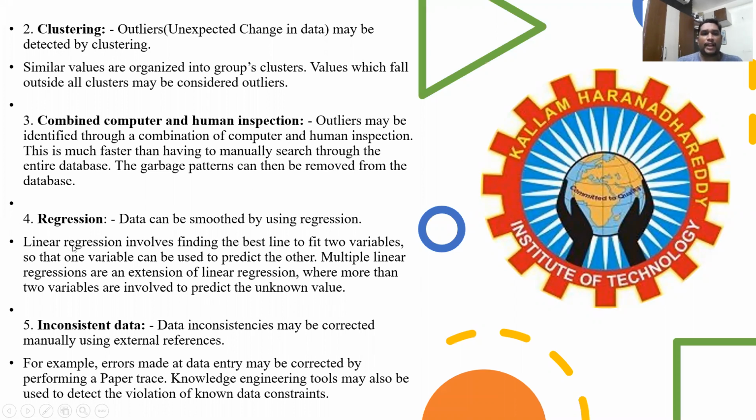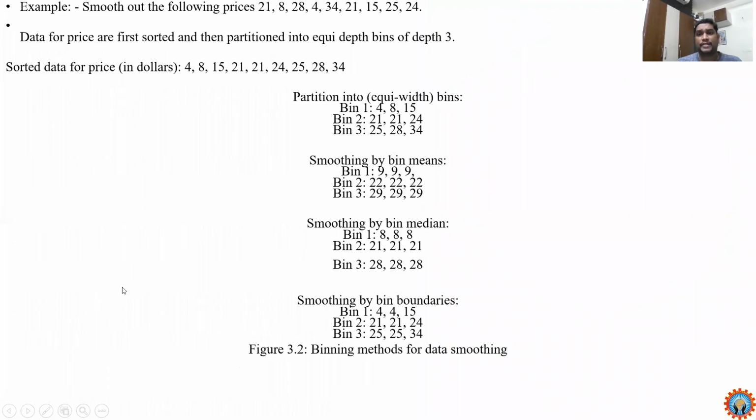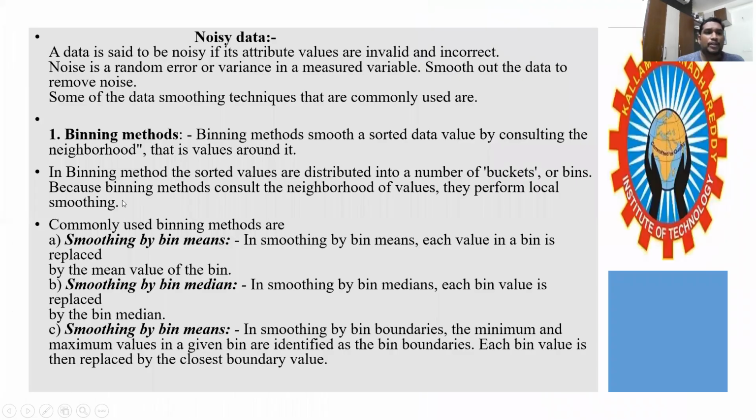Okay, so we have 5 mechanisms for noisy data and 5 mechanisms for missing data. The first one is the binning method. Binning method is nothing but smoothing a sorted value by consulting the neighborhood, that is, the values around it. If you see a particular example, you can easily understand binning.